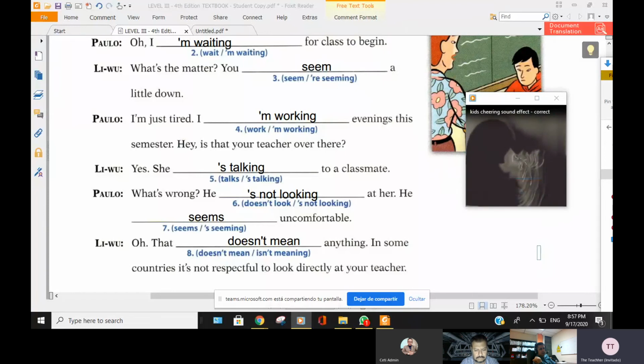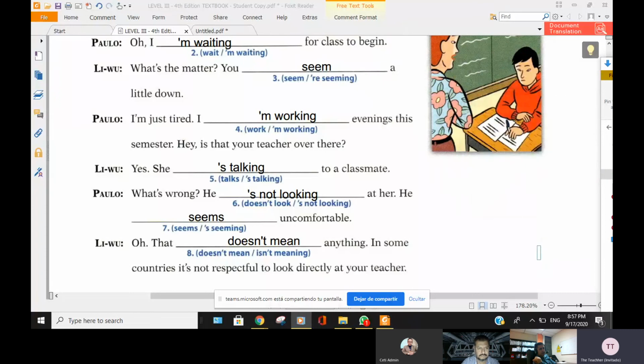Y si no se sabe si la respuesta está correcta o no, pongo este. Okay. Mystery. That's a mystery, correct. But I didn't want to put it just yet. Okay, I saved that for later.